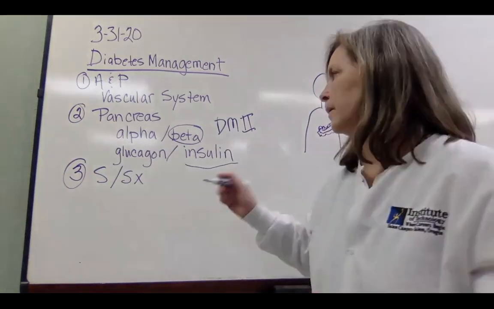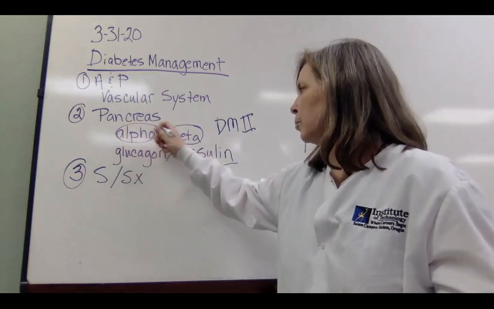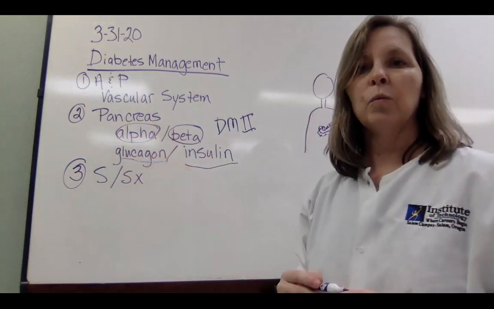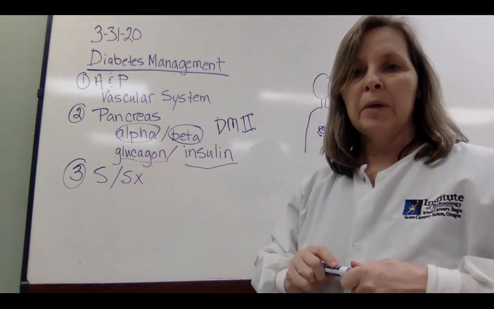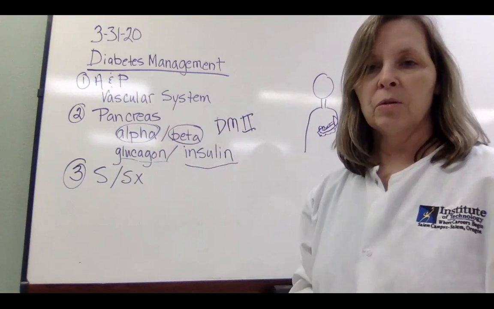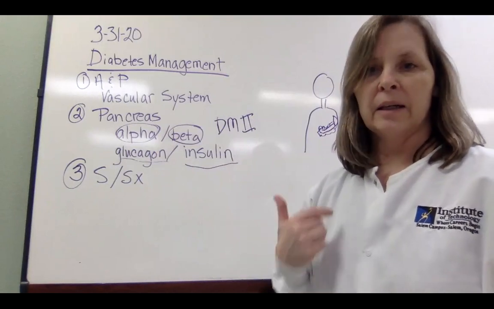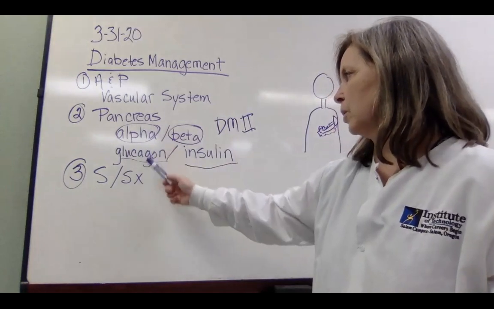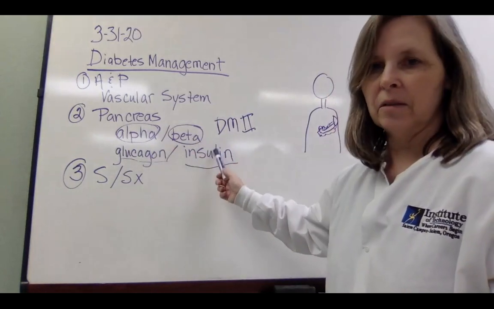So again, alpha cells produce glucagon. Glucagon is also what we give diabetes type 2 patients when their blood sugars get way too low and we can't give them anything by mouth. So alpha cells, glucagon, beta cells, insulin.